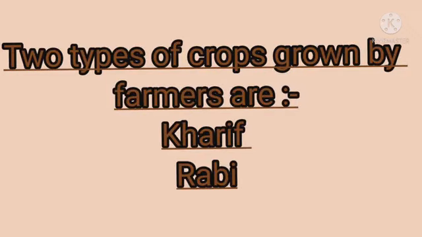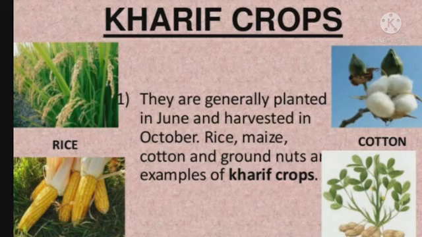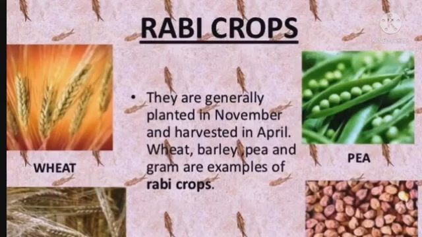Children, now we are going to discuss the two types of crops grown by the farmers, and they are the Kharif crops and the Rabi crops. So what are Kharif crops? Kharif crops are generally planted in June and harvested in October. Rice, maize, cotton and groundnuts are examples of Kharif crops. Now, what are Rabi crops? They are generally planted in November and harvested in April. Wheat, barley, pea and gram are examples of Rabi crops.